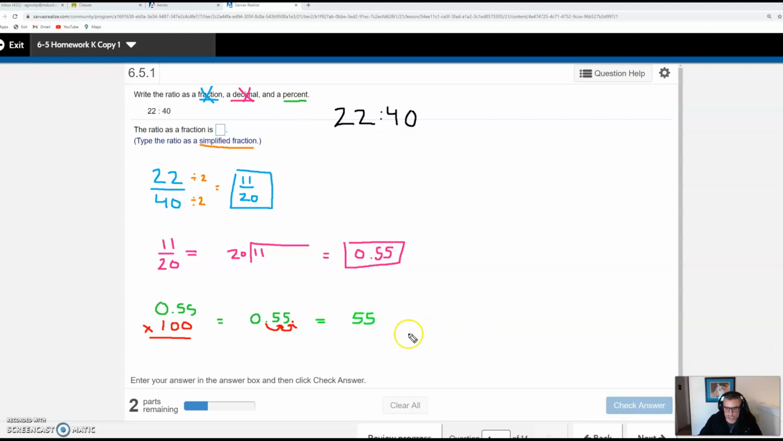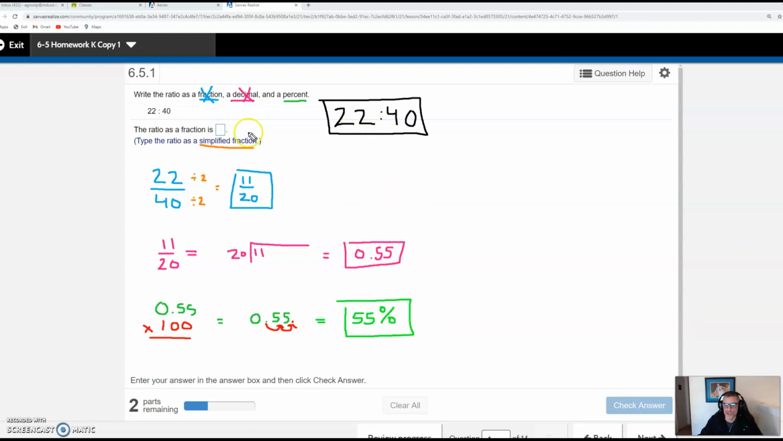And we're talking percent, so 55%. All right, so 22 to 40, 11 20ths, 0.55 and 55% are all the same thing. It's like saying the word car, but saying it in English, French, German, and Spanish, right? They're all just saying it in a slightly different language.